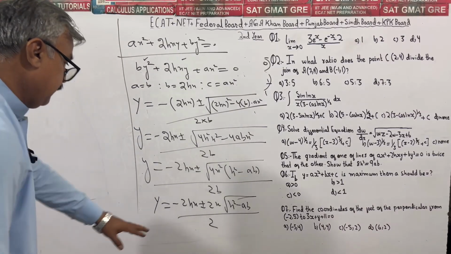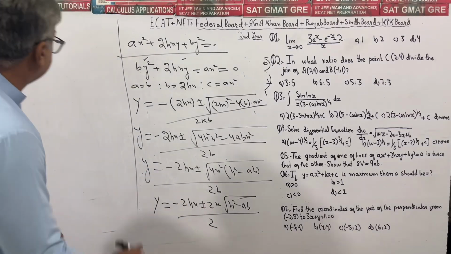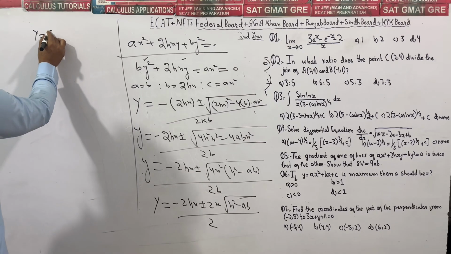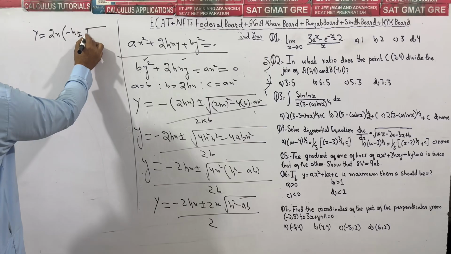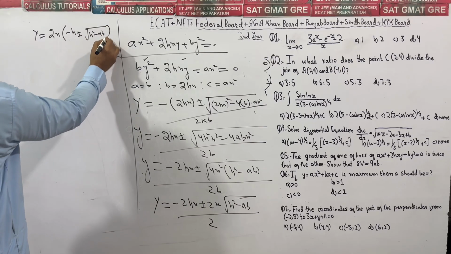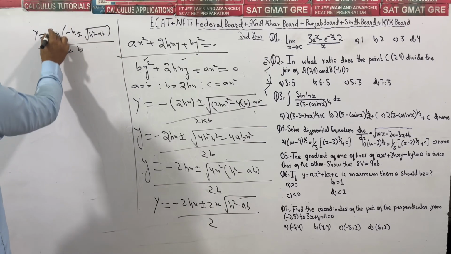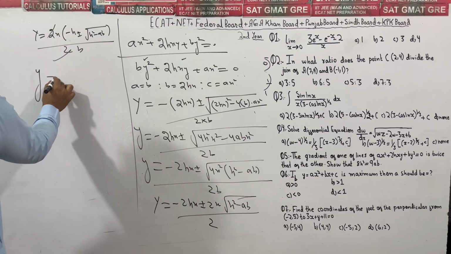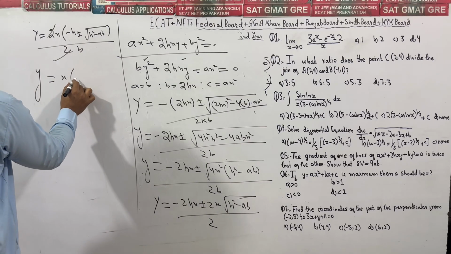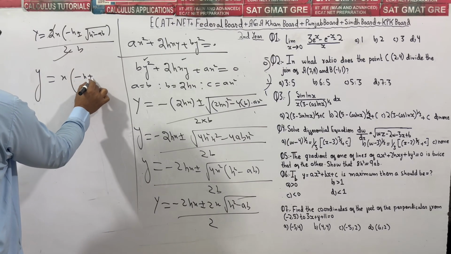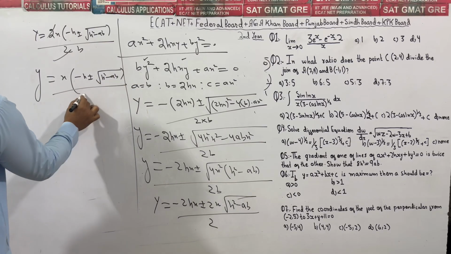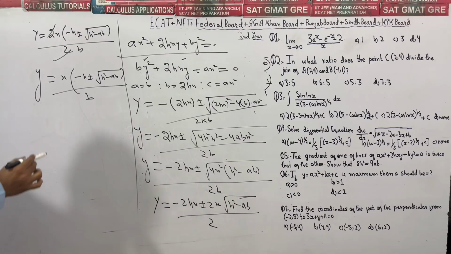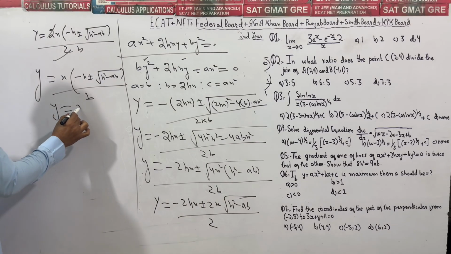Taking 2x common, y is equal to 2x only common. What remains? Minus h plus minus root h square minus ab overall 2b. b cancel. Look at this. y is equal to x times minus h plus minus root h square minus ab overall b. Now we can easily compare this one with slope intercept form.